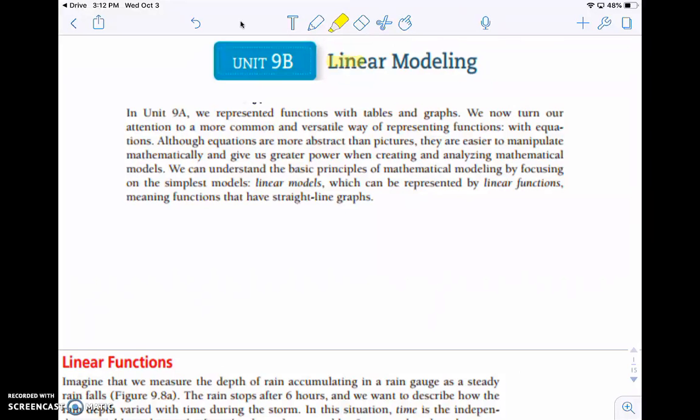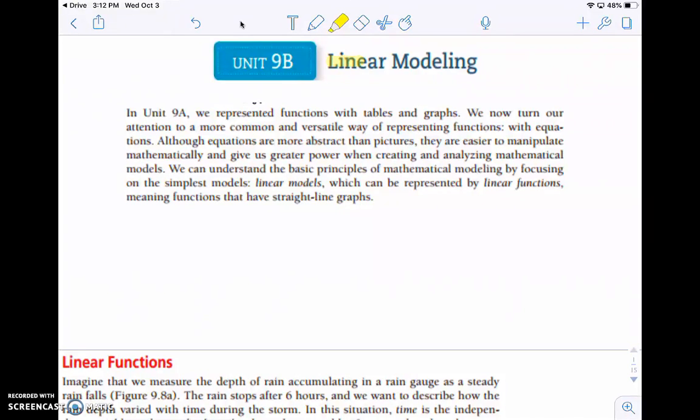And we're going to go into a little bit more depth talking about the independent variable, the dependent variable, the rates of change, and some examples, and creating models for which a linear model will work well for us.